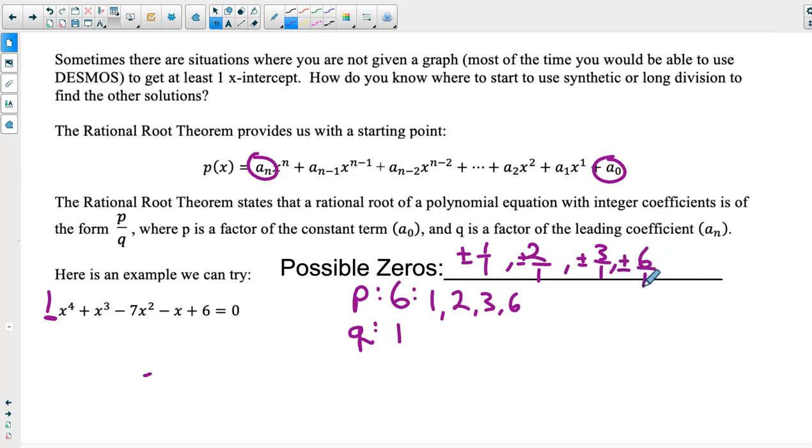Now, if you write plus or minus 1, plus or minus 2, plus or minus 3, plus or minus 6, I'm happy. If you write that down, I will also accept it. I don't actually care about you simplifying your possible solution, because I'm happy to see that you're just taking your P's over your Q's and doing all right with it. So that is the one time I actually won't penalize you for reducing things. So those are our possible solutions.